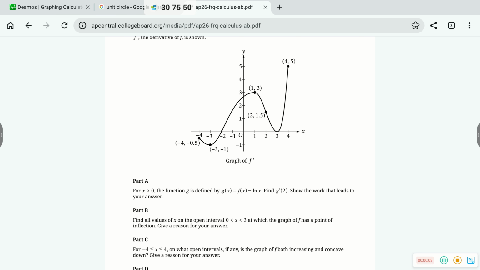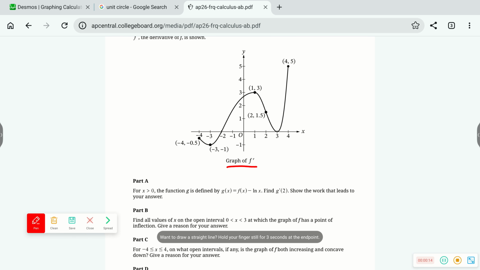All right, here's the 2026 AB Calculus number 4. First time I'm really looking at it much, but these are usually pretty predictable. When you're given the graph of f prime, that's usually what they give you, and you're just kind of using that. Just always make sure you know what you're looking at. You're looking at f prime, not f.